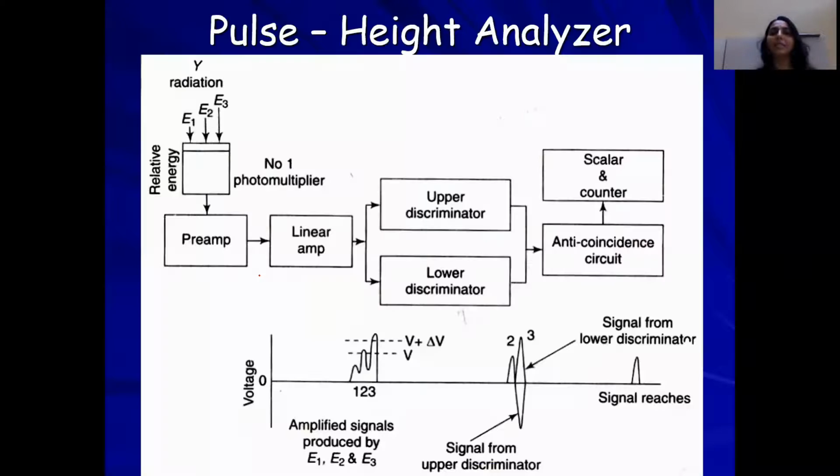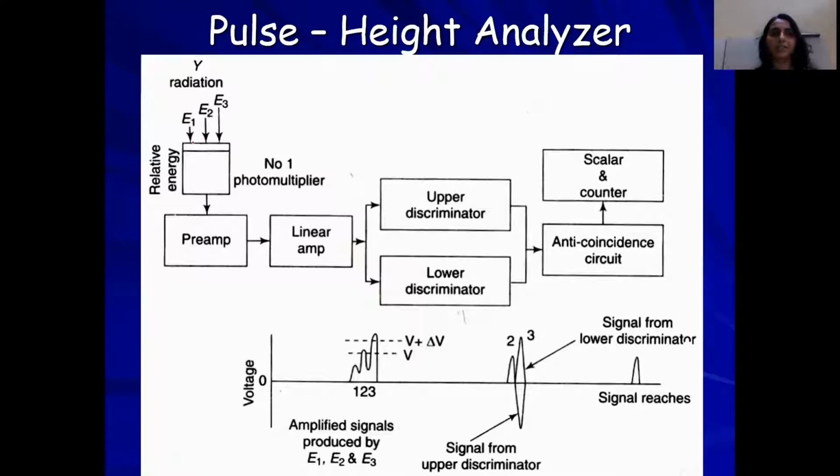They are also called lithium drifted detectors. We come to the last part, that is the pulse height analyzer. Now this pulse height analyzer is the one which was shown in your proportional counter block diagram also. Or it was called a discriminator. Now what does a pulse height analyzer do?